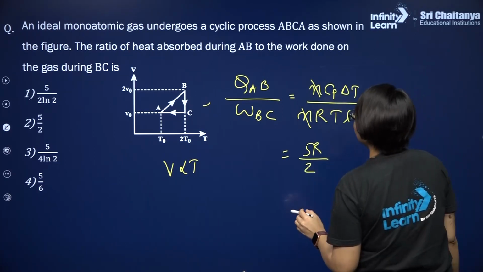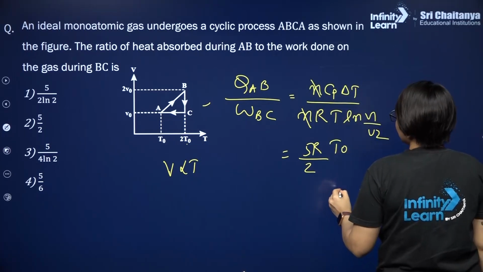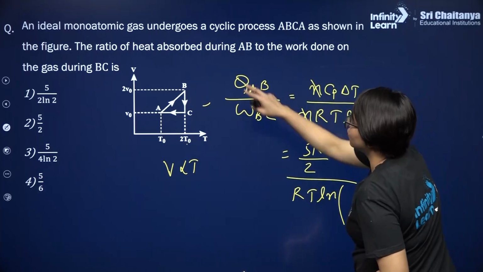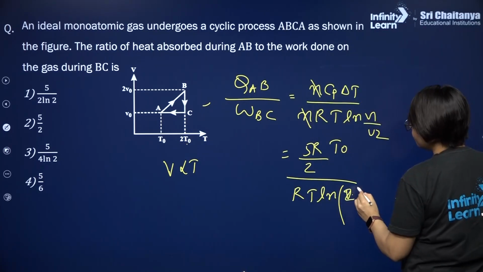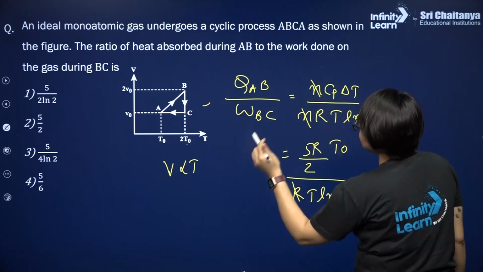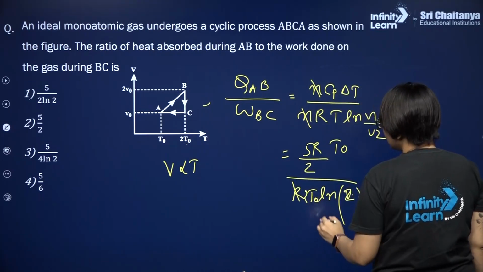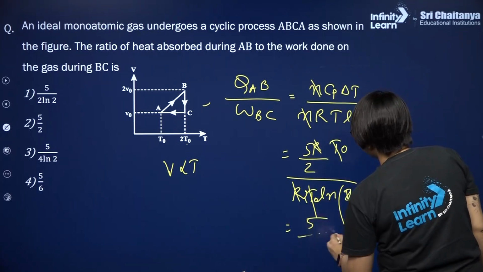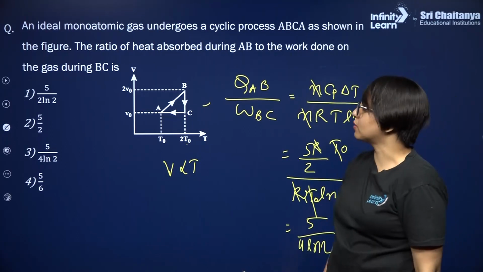Delta T for A to B is 2T0 minus T0, that is T0. And RT ln(V1/V2), V1 is 2V0, V2 is V0. So 2V0 divided by V0 is 2. RT0, and at BC the temperature is 2T0. So T will be 2T0. So RT0 cancels. So we have φ upon 4 ln 2. φ upon 4 ln 2, which is option 3.